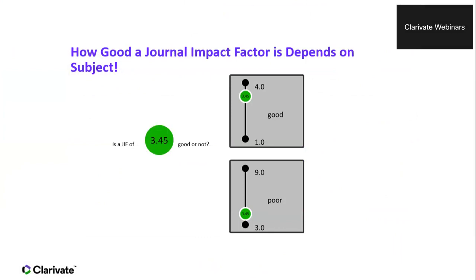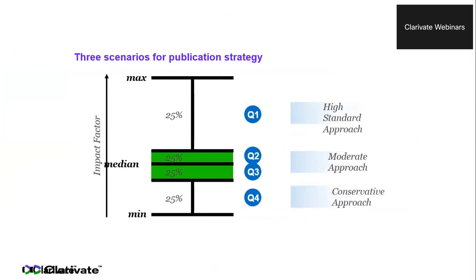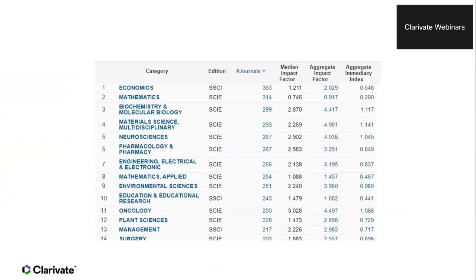Now, there are three scenarios for publication strategy. One, you can publish in just the best journals, or you can publish in more conservative journals which are not that well regarded. But if you notice, this is a figure that actually tells you why understanding the citation rate in a field is so important.